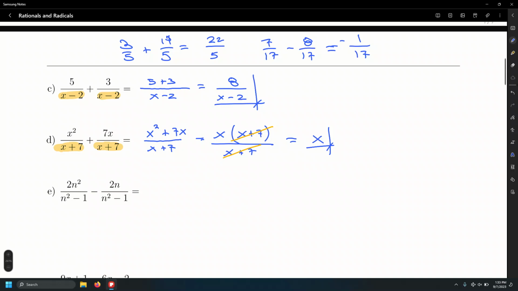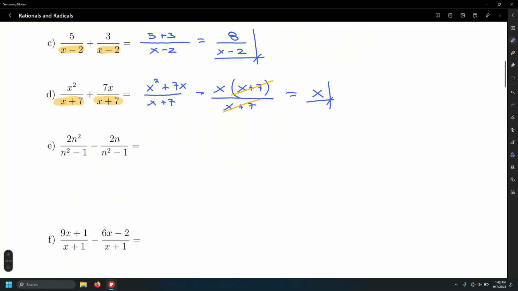I'll let you try letter E on your board. Okay, so again, we have the same denominator, that is n squared minus 1. That means we can just go ahead and write one single fraction with the common denominator, n squared minus 1, and simply do the operations implied in the numerator, that is 2n squared minus 2n. However, even though that looks like a final answer, if you put this on MyMathLab, it's not going to take it correct, unfortunately.